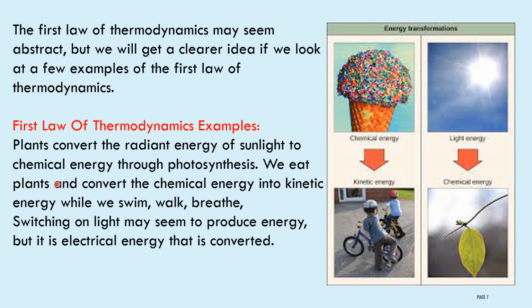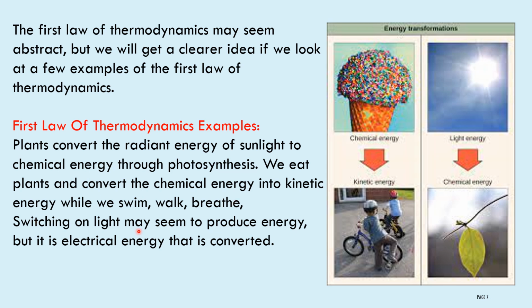We eat plants and convert the chemical energy into kinetic energy. When we eat plants, the chemical energy inside them is converted into kinetic energy. For example, we swim, we walk, we breathe. In all of these, the chemical energy is converted to kinetic energy.